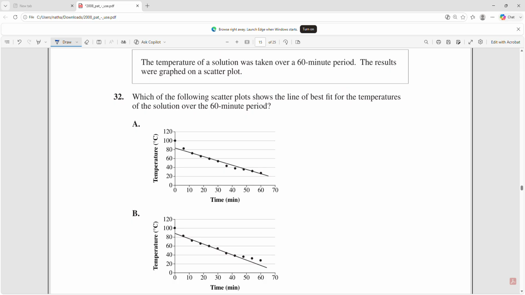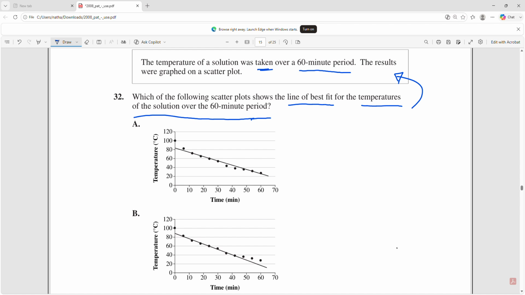So this one says the temperature of a solution was measured over a 60-minute period. The results were graphed on a scatter plot. Okay, so which of the following scatter plots show the line of best fit? So line of best fit meaning the line that best represents the temperatures of the solution over the 60-minute period, based on what it said here.